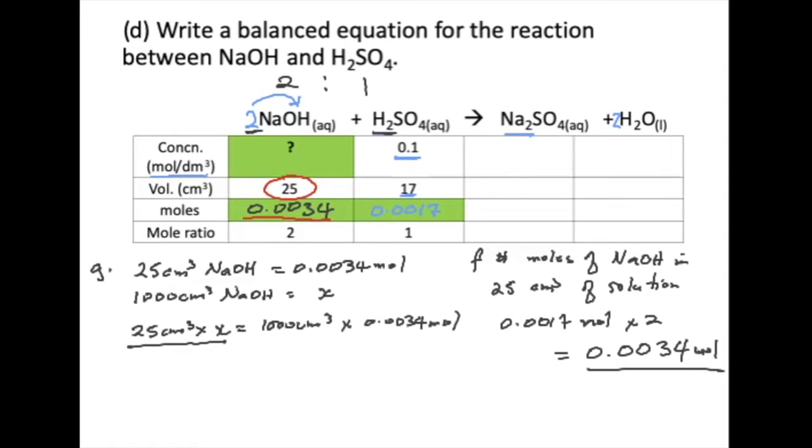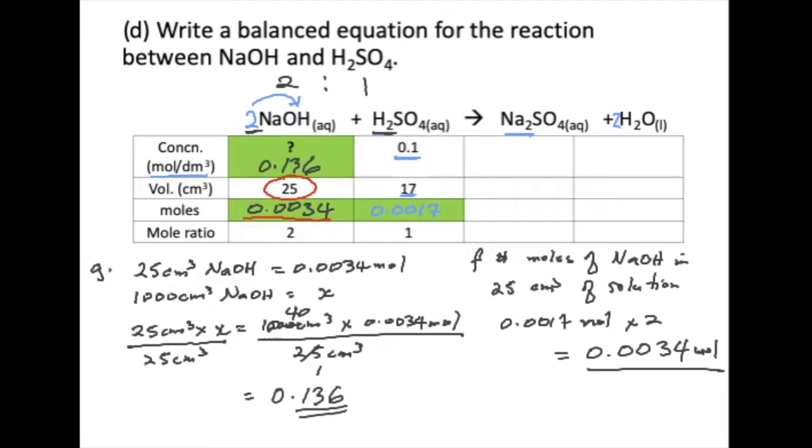All of this we'll have to divide by 25 cm cube to make X our subject, and we can just work this out. This will end up with 40 times 0.0034, which will give us 0.136. So the molar concentration of our sodium hydroxide is 0.136 moles per dm cube. So we'll put 0.136 moles per dm cube right there.